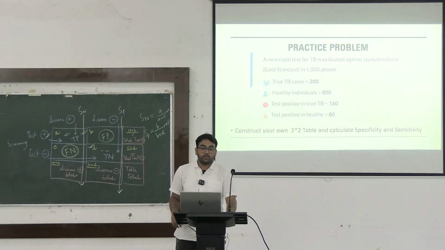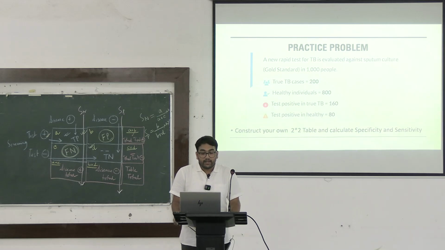So a new rapid test for tuberculosis is examined against sputum culture, which is the gold standard, in 1000 individuals, right? True TB cases is 200. Healthy individuals is 800. Test positive in true TB is 160. Test positive in healthy is 80. Right. So can you formulate the 2x2 table first? Can you formulate the 2x2 table quickly?